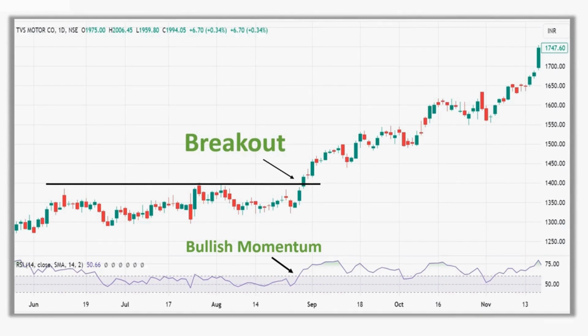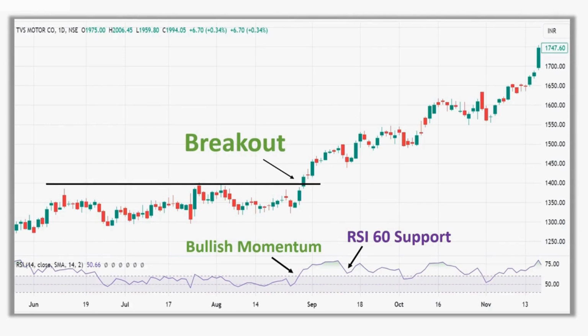So after breaking out of 60, when the RSI comes back to the same level, it is a highly important situation because we can make a good trade out there. So when the RSI comes back to the 60 level for the first time and takes support over there, it indicates strong bullishness in the stock. We have to look for buying opportunities in such a situation.